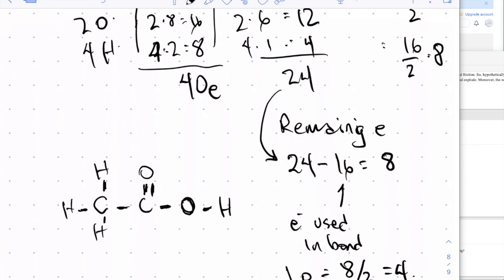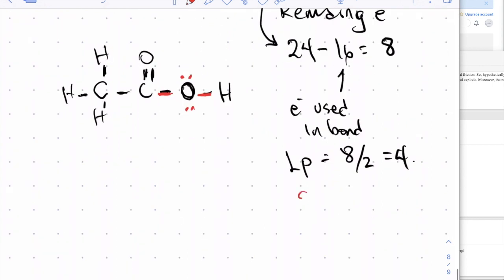satisfy the octet rule. This oxygen right here doesn't satisfy the octet rule because it only has 4 electrons, 2 here and 2 here. So it needs 4 more. So from our 8, we use 4, and we have 4 more. Of course, those 4 go on this oxygen right here. So that is going to be our Lewis structure for acetic acid.